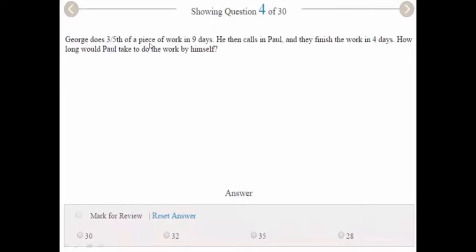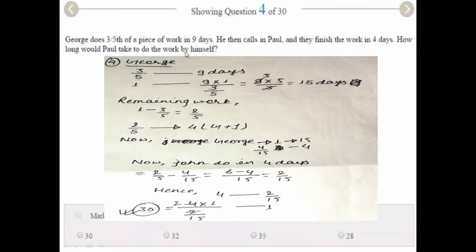George does 3/4 of a piece of work in 9 days. Then he calls Paul and they finish the work in 4 days. Then how long would Paul take to work by himself? Okay, this is the solution. George does 3/4 of the work in 9 days, so the total work done by George takes 15 days. So the remaining work is equal to 1 minus 3/4 equals 1/4.